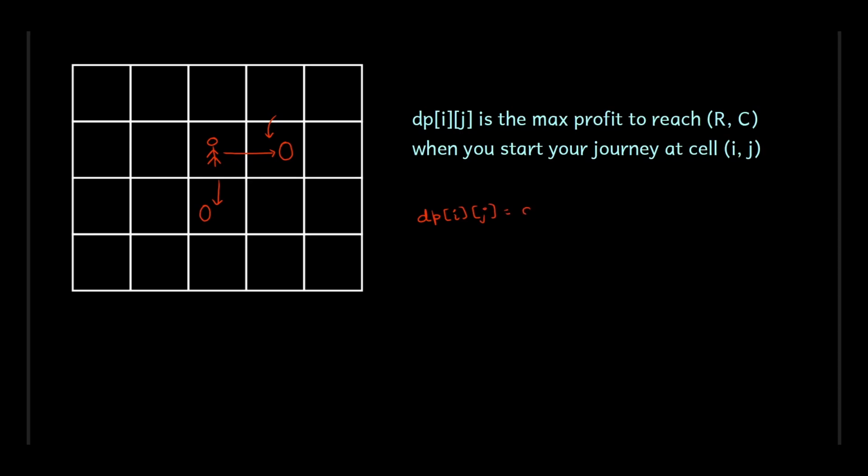is equal to A of ij, because since you are standing on that cell, you will have to take the profit of that cell plus max of dp I plus 1 j, comma dp I comma j plus 1.